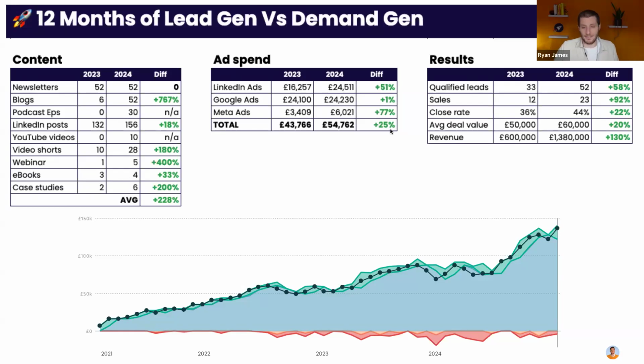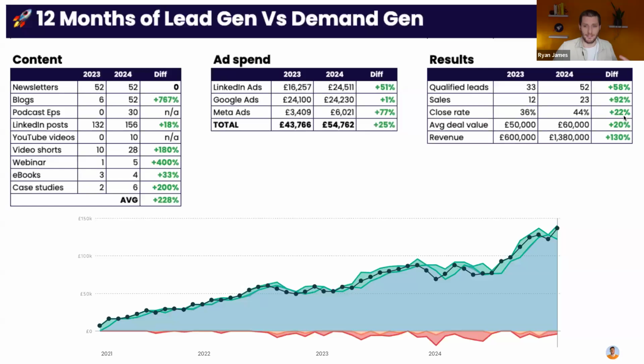Conversely, we didn't increase ad spend that much. We only increased ad spend by 25%. But the result was massive. We got a 50% increase in qualified leads inbound. We got a 92% increase in sales. Really interesting stats. We've got a 22% increase in sales close rate. You would think that by increasing your leads, it wouldn't necessarily mean that your close rate goes up.